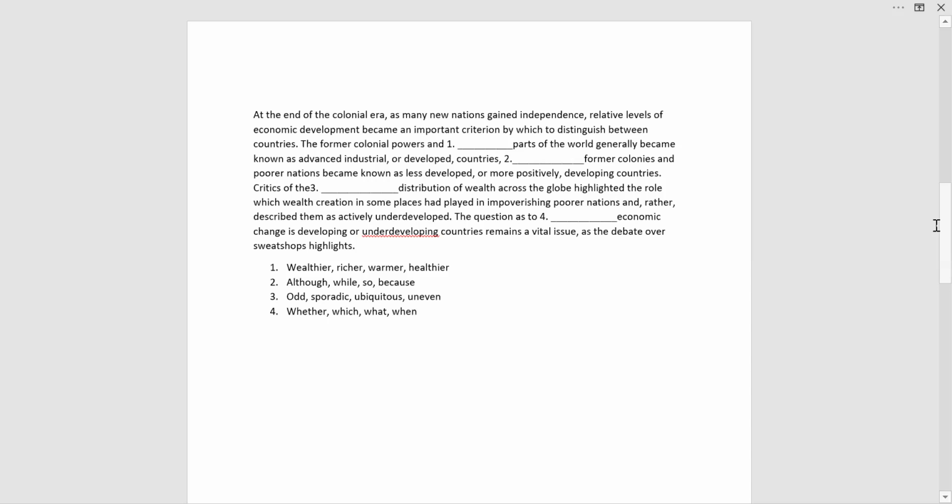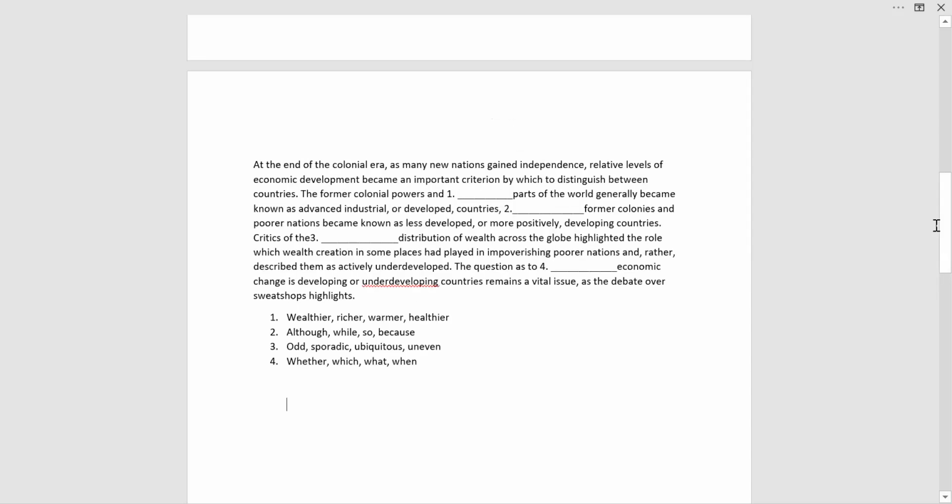The question as to whether economic change is developing or underdeveloping countries remain a vital issue, as the debate over sweatshops highlights. So these are the answers here: wealthier into the first, while into the second, uneven into the third, and whether into the fourth. So this is to be remembered, right? And when you fit these words, this gives a complete understanding, sense, meaning to whatever the paragraph is about.